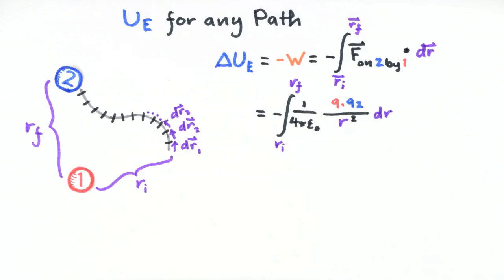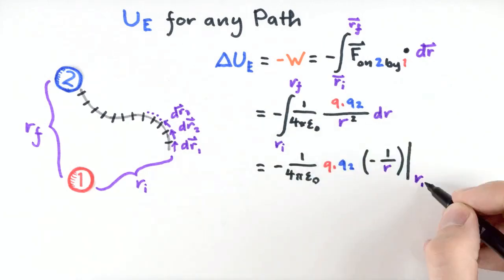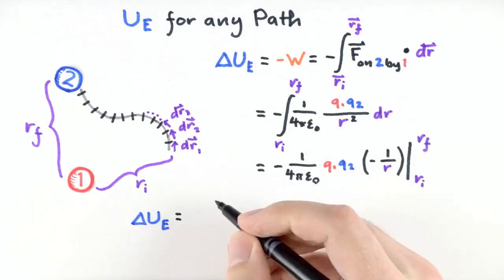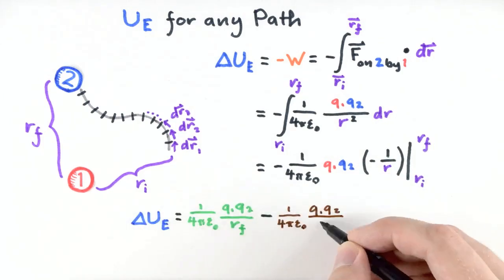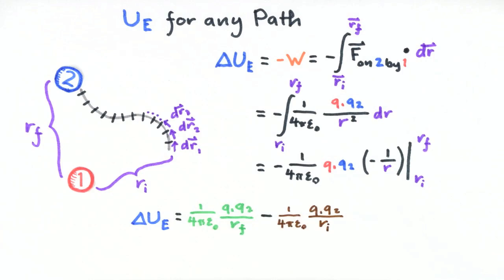dr is positive if r increases, and that happens if relative motion causes charge 2 to move further away from charge 1. So let's do this integral, and we end up with this result, which when we evaluate between the limits, we get this final result. By comparison with the definition of the change in electric potential energy as the final electric potential energy minus the initial, we find that U sub E, the electric potential energy associated with Coulomb's law, is this.